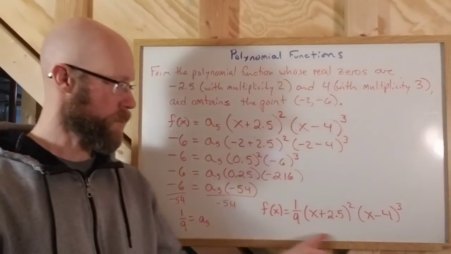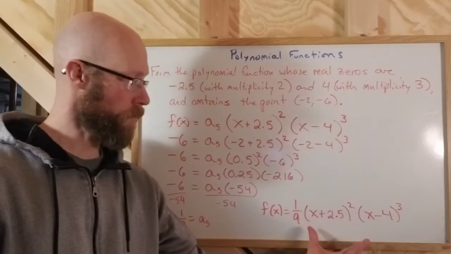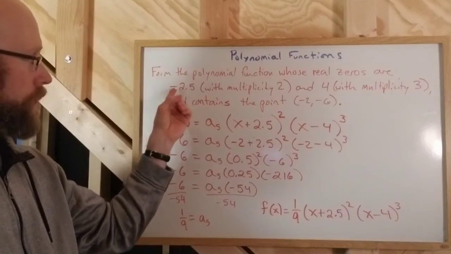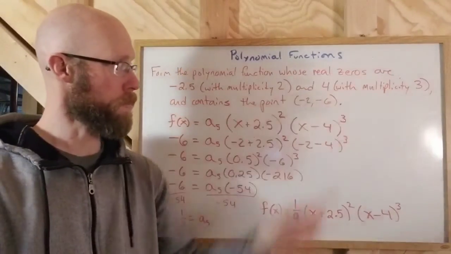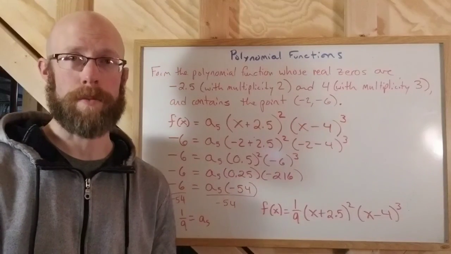Okay, so this is our final polynomial. It is the factored form of a polynomial that has real zeros at negative 2.5 and 4 with the corresponding multiplicities, and it also contains a point negative 2 comma negative 6.